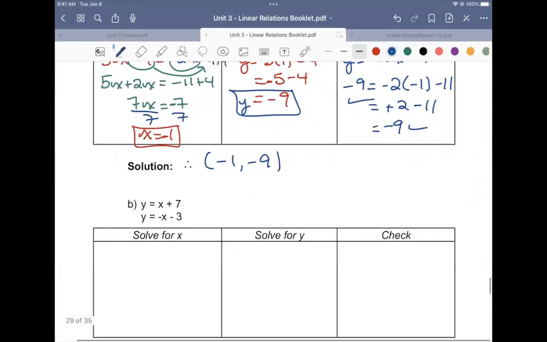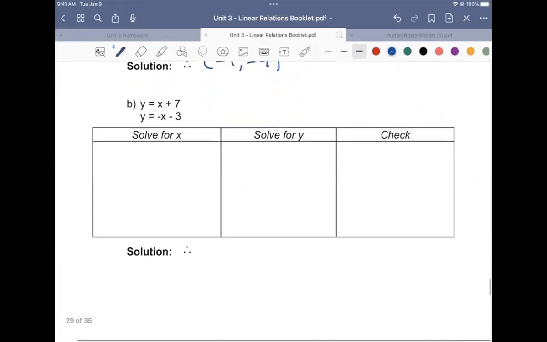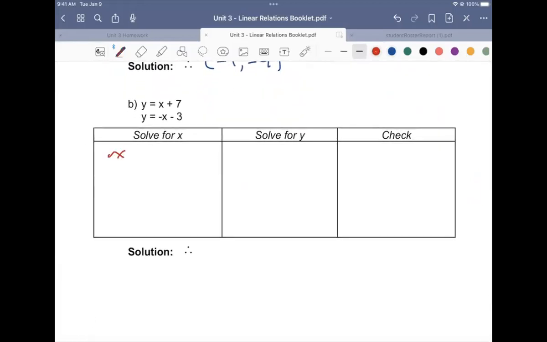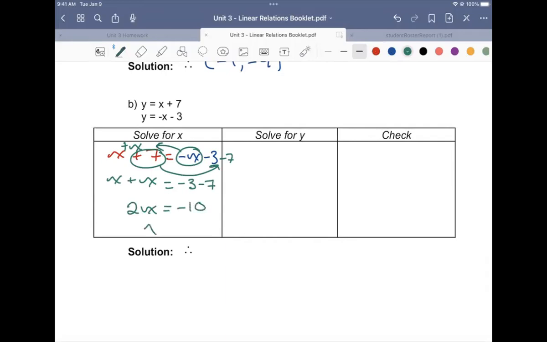Let's do that one more time, and let's hope I don't make a mistake this time. Awesome. So again, x plus 7 is equal to negative x minus 3. I'm going to take my negative x over, and it becomes positive x, so I'll get x plus x. I'll bring my 7 over, and it becomes negative 7, so I'll get negative 3 minus 7. This means I will get 2x is equal to negative 10, so x is equal to negative 5. So I'm going to divide both sides by 2.